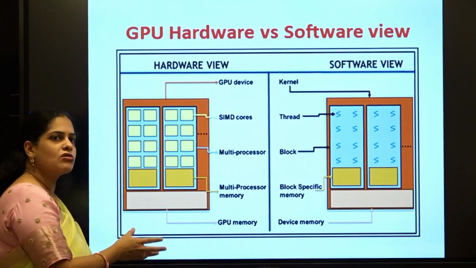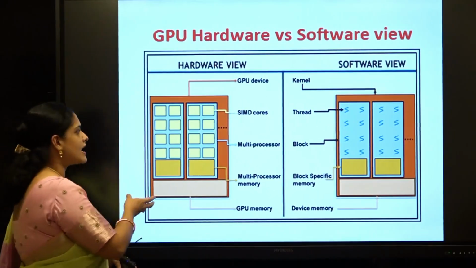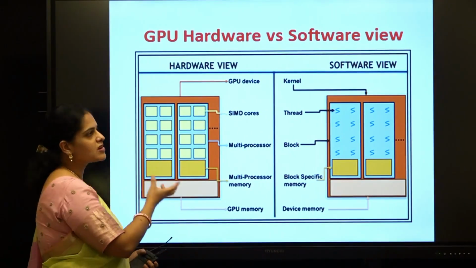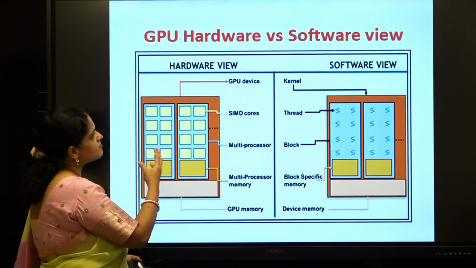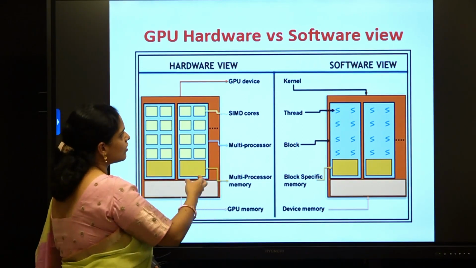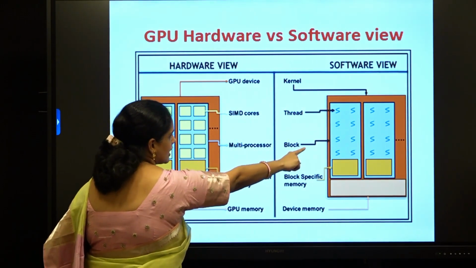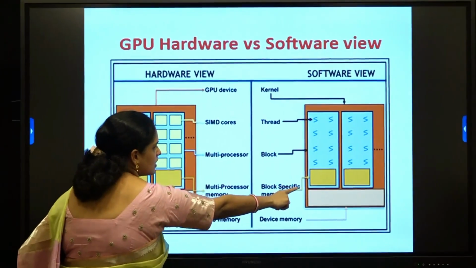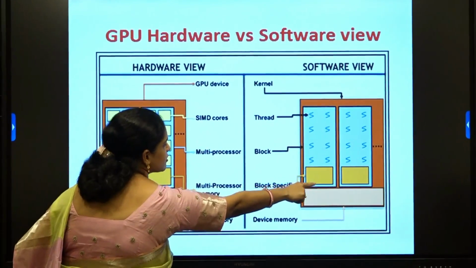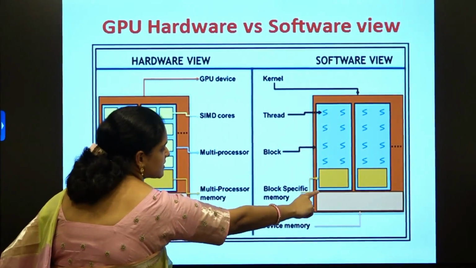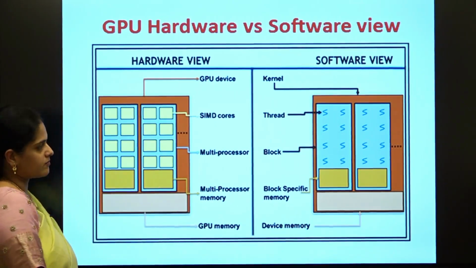And the CPU, we call it CPU memory. And in terms of CPU memory in software, we call it host memory. CPU is called a host, whereas GPU is called a device. So, in terms of software, device is a kernel, core is a thread, the multiprocessor is a block. The memory specific to a multiprocessor is block specific memory, whereas the memory specific to a device is called device memory.